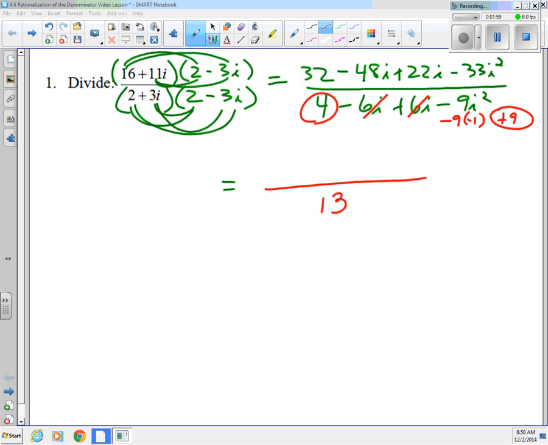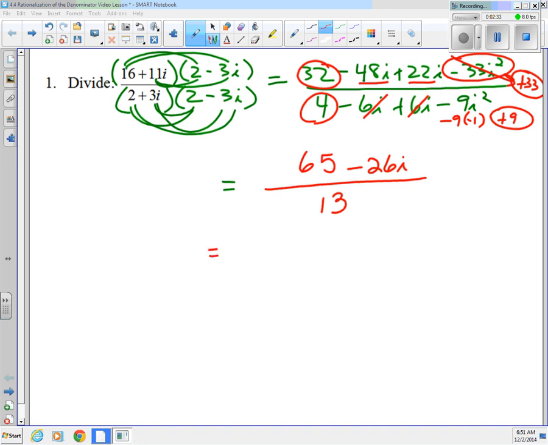I've rationalized the denominator, made the denominator a nice number, an integer in this case. Integers are rational numbers. So on the top, we have a little bit more stuff to do. So we have negative 48i plus 22i, which comes out to minus 26i. I'm putting it here because we like to make things in a plus bi form. My i squared over here is negative 1, and negative 1 times negative 33 is positive 33. So now I have 32 plus 33, which is 65.